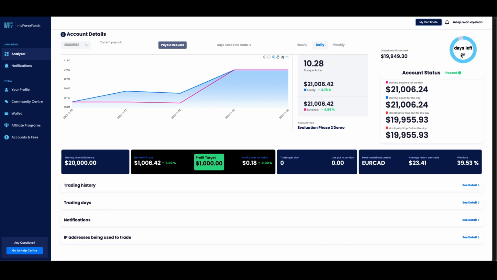This time it was a lot better for me. I was able to hit the profit target within 4 days, and you can see my drawdown on my account was only up to $50. So it was fantastic, and you can see my name is up there again. And this is what I talk about when I say probability.